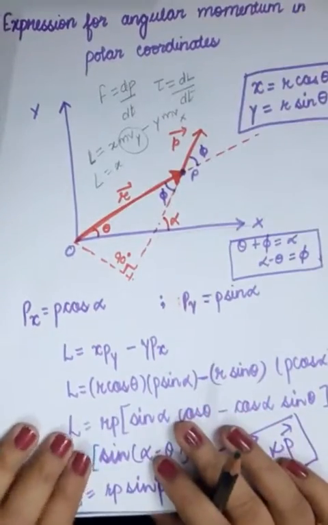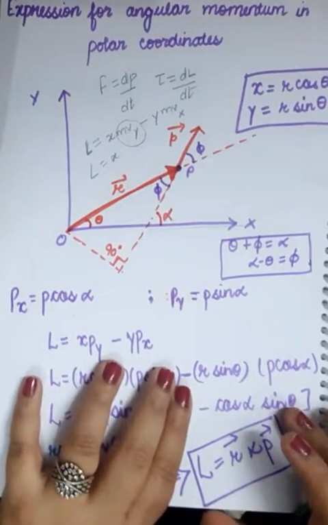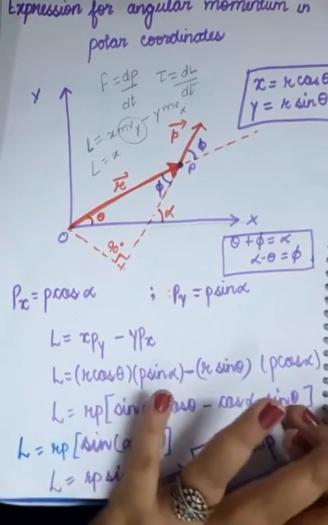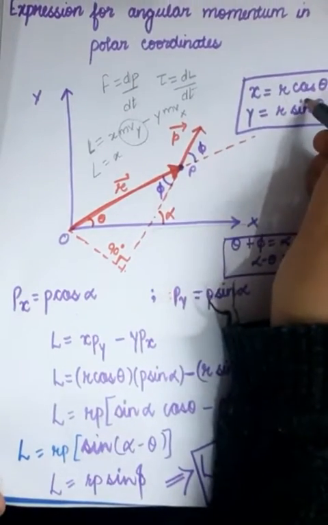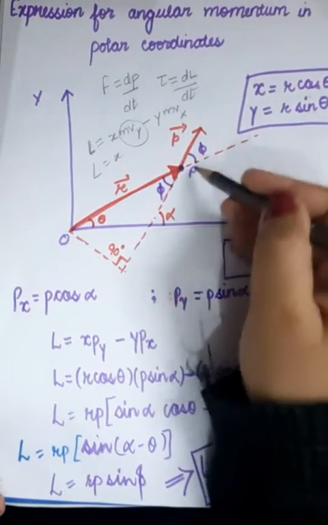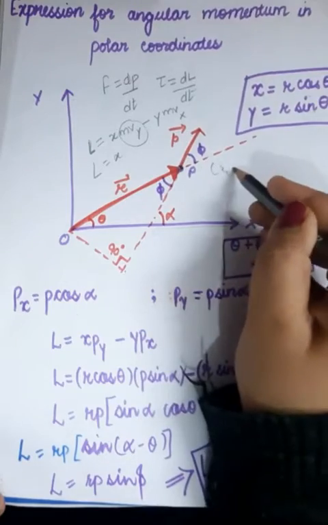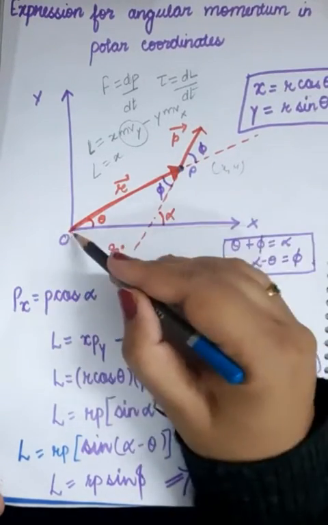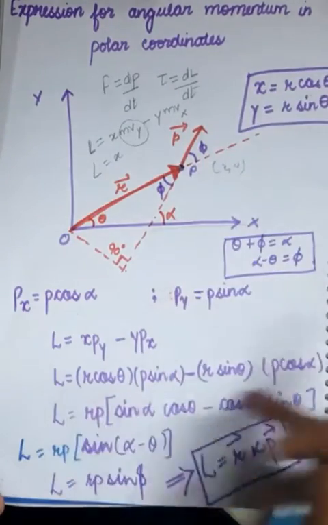So after that, we know that L is equal to x py minus y px. Just substitute the values of px and py here. And similarly, we know that x is equal to r cos theta, y is equal to r sin theta, right? Because point P has coordinates x and y. So x will be equal to r cos theta, y will be equal to r sin theta. So put these values over here.